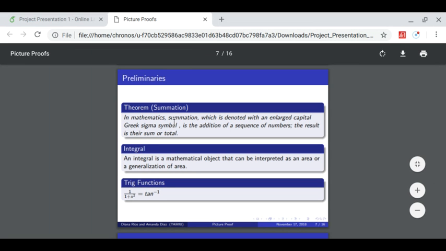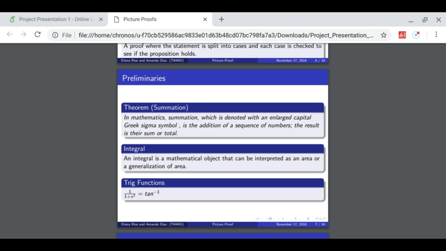Summation. In math, summation, denoted with a large capital Greek sigma symbol, is the addition of a sequence of numbers. The result is their summation or total. An integral is a mathematical object that can be interpreted as an area or a generalization of an area. For our project, we're only going to be using one trig function, which is 1 over 1 plus x squared equals the inverse of tan.